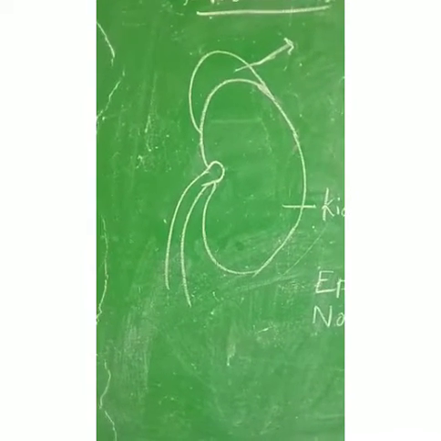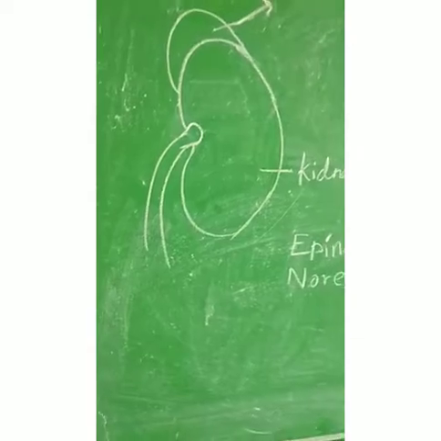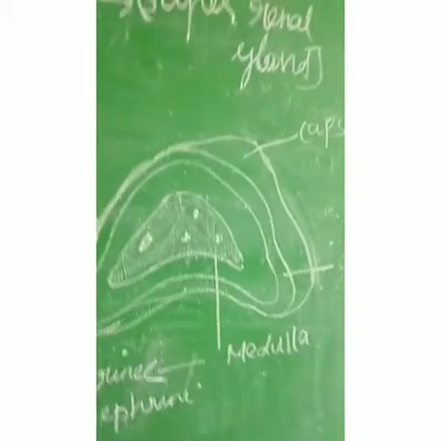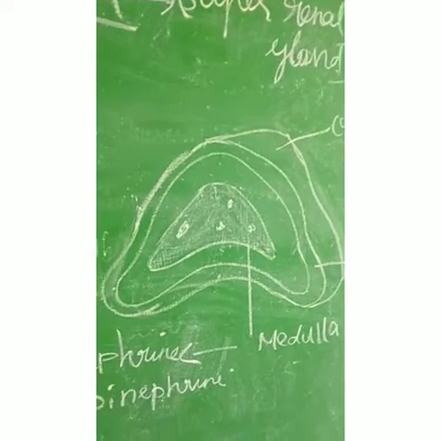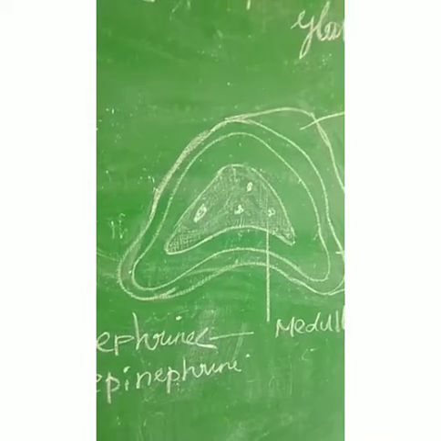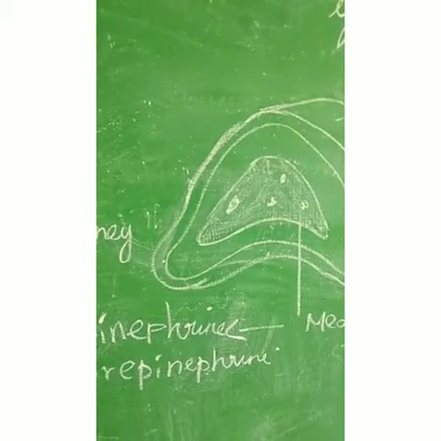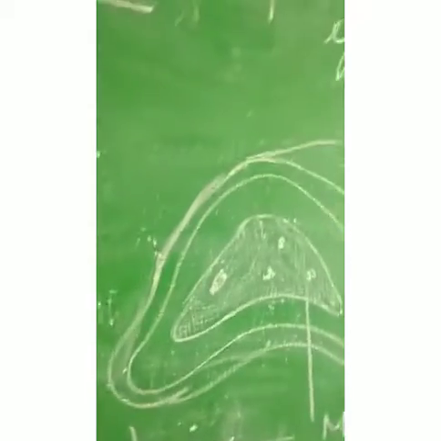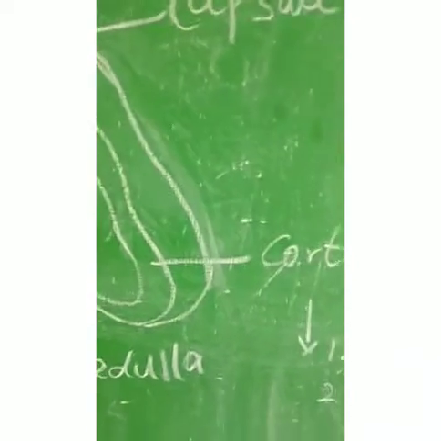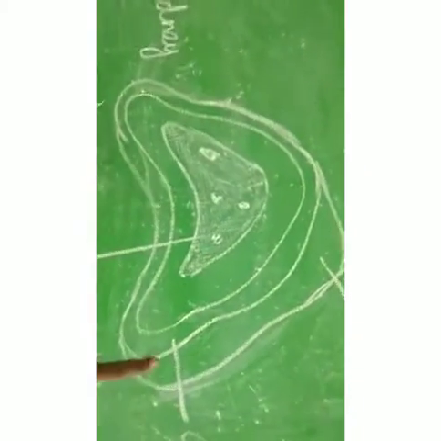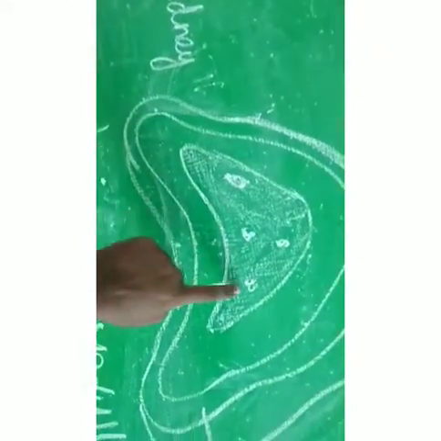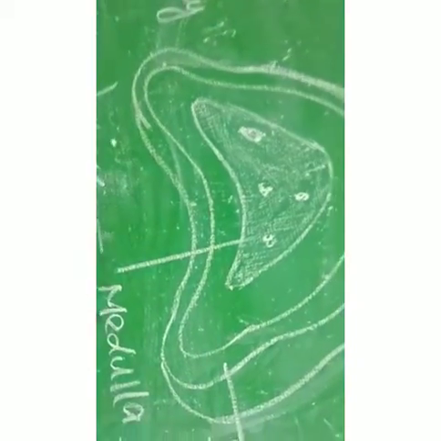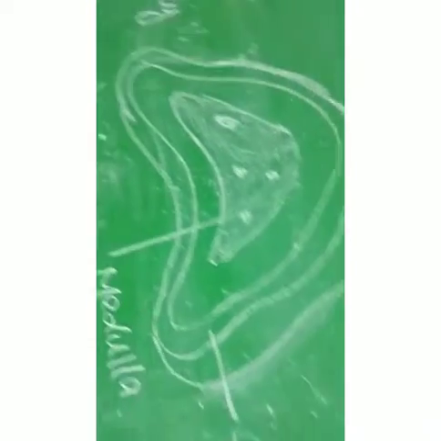The outer part is the adrenal cortex and the inner part is the adrenal medulla. When we cut the gland and see the cross section, the outer region is called the cortex and the inner region is called the medulla. The two parts are structurally distinct, and they are also functionally different.